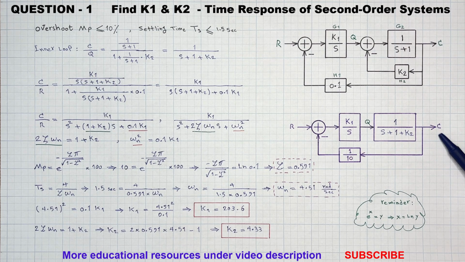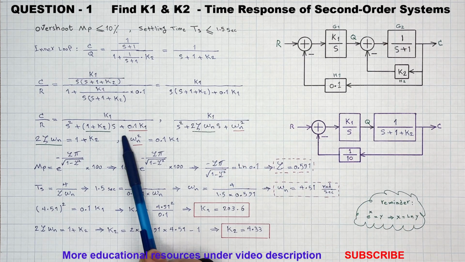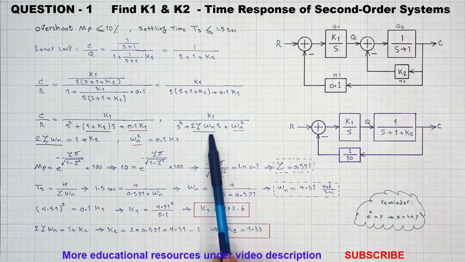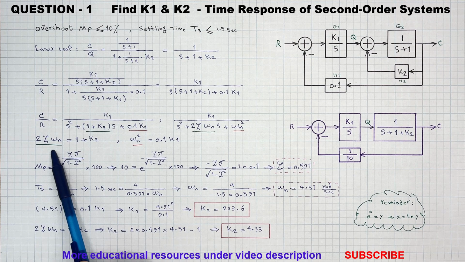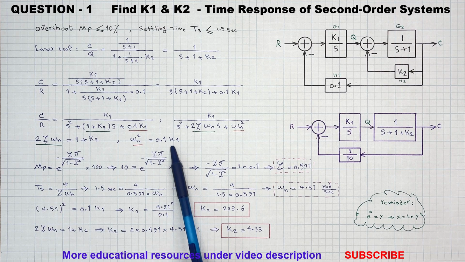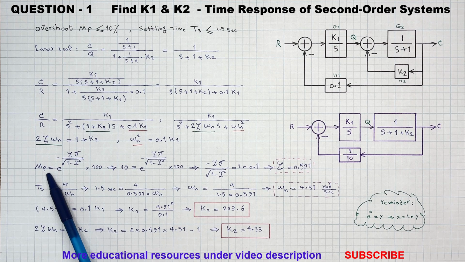Now again we find the overall system transfer function relating output C and R. Comparing the obtained transfer function with the standard second order transfer function here, we can conclude that 2 zeta omega n equals 1 plus K2 and omega n squared equals 0.1 times K1. To determine the damping ratio zeta, we can use the overshoot formula.